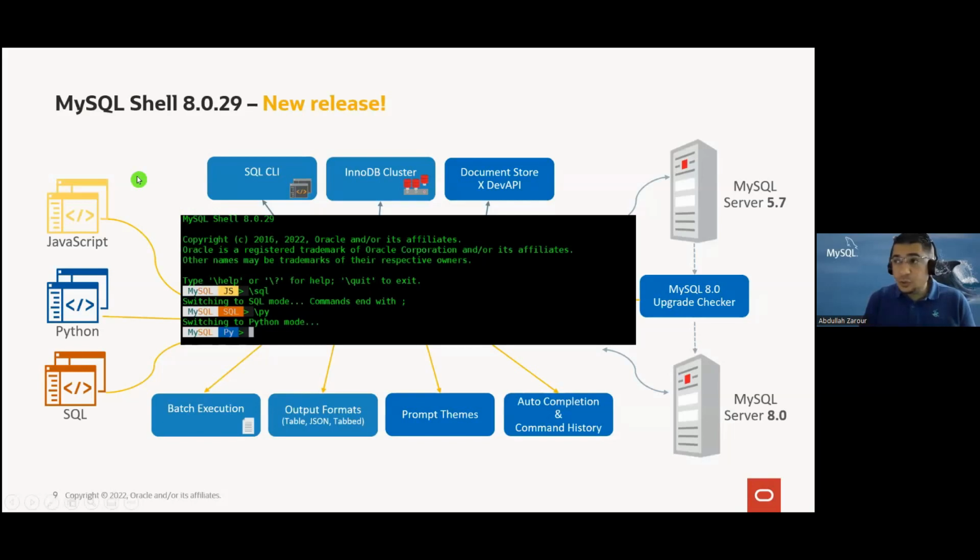Now, this is the tool that you can download. I'm using the latest shell tool, version 8.29. The tool supports three languages: SQL, Python, and JavaScript. It can easily move from 5.7 to 8, all built in within the tool, so you don't have to rely on external tools. And it's very fast because it runs with multi-threaded parallel processing.